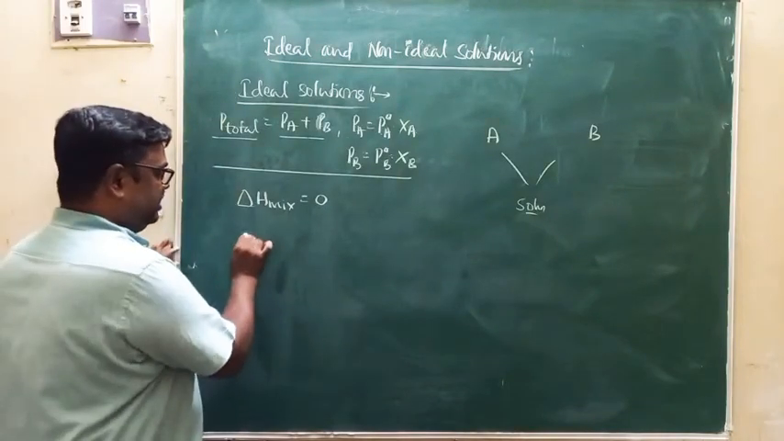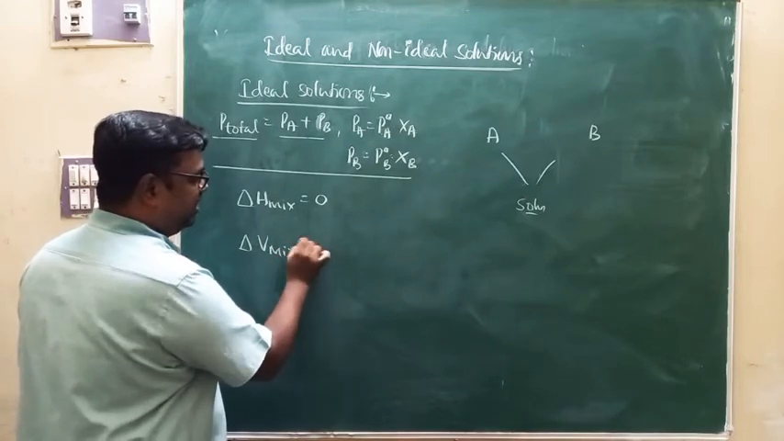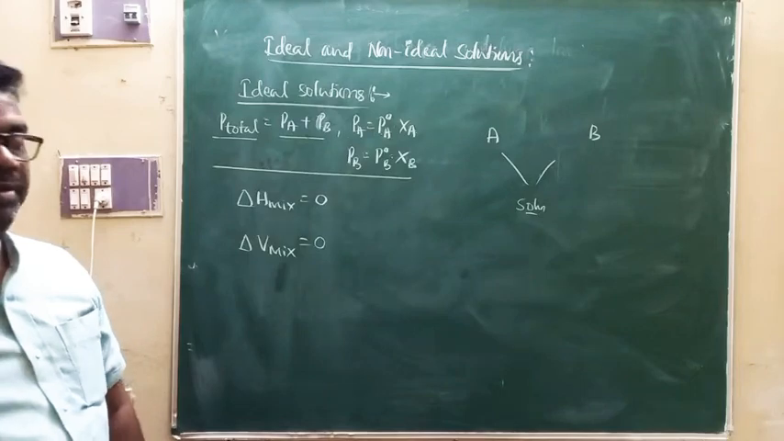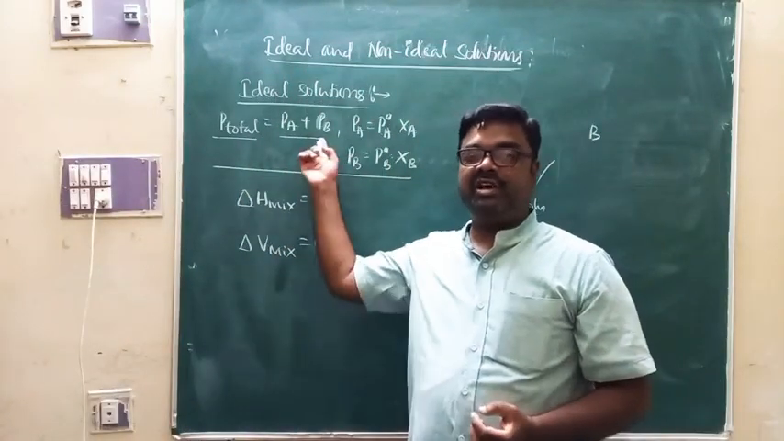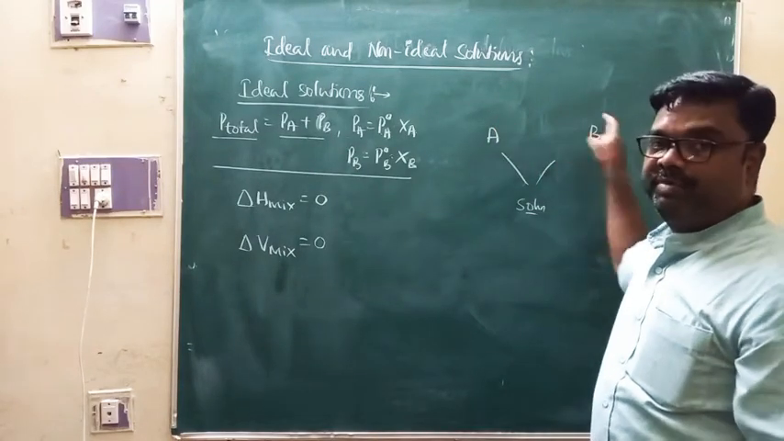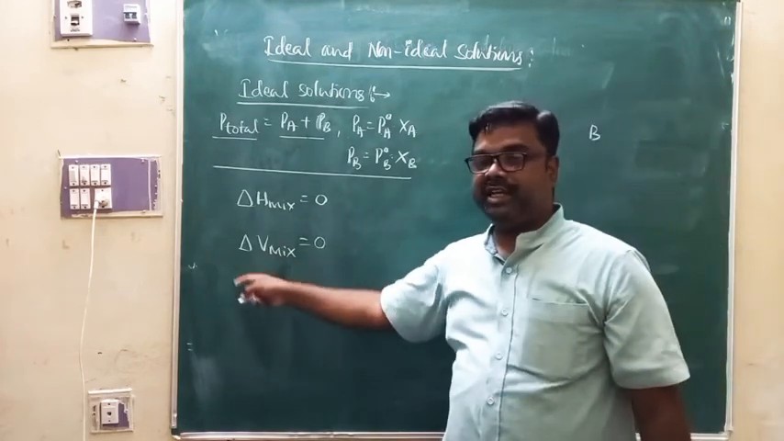Apart from that, in the case of ideal solutions, the volume change, delta V of mixing, is equal to 0. There will be no change in volume when 2 liquids are mixed in the case of ideal solutions. That means if A and B are mixed and form an ideal solution, then the total volume change is equal to 0.